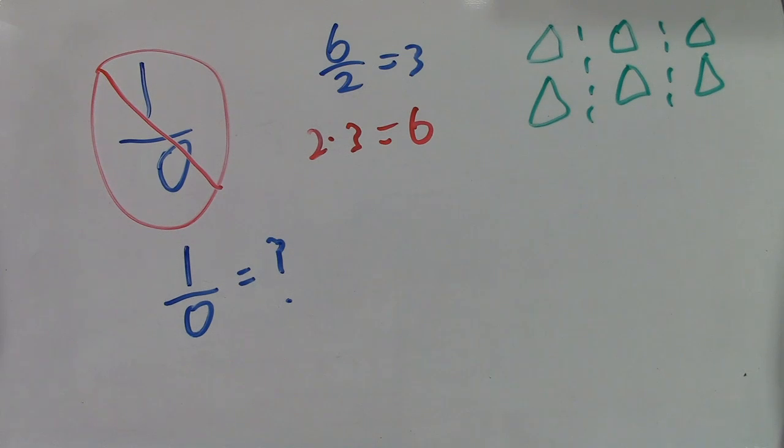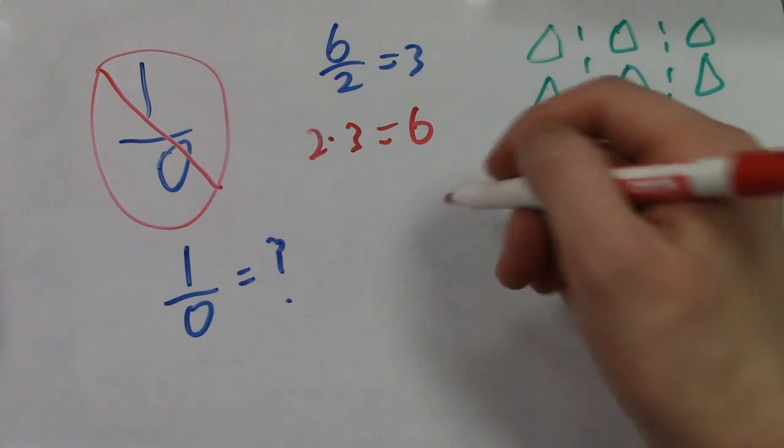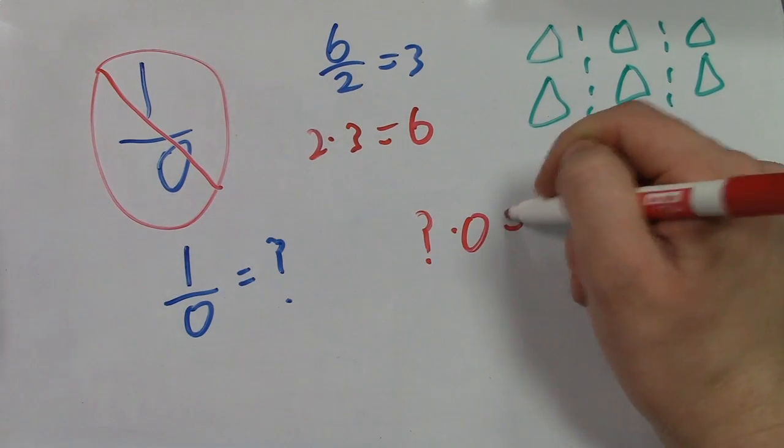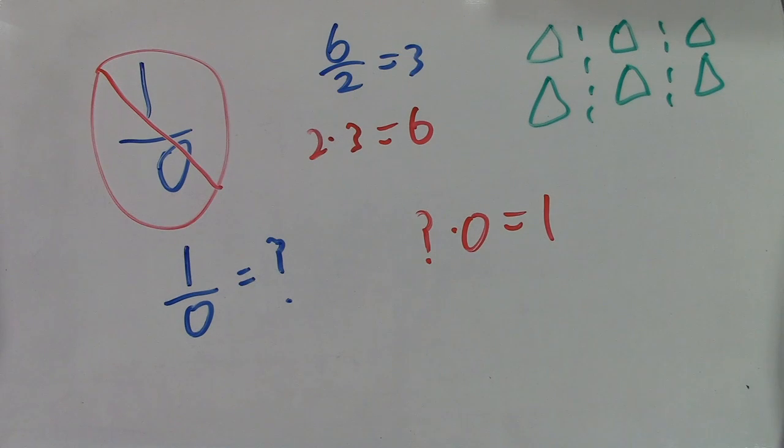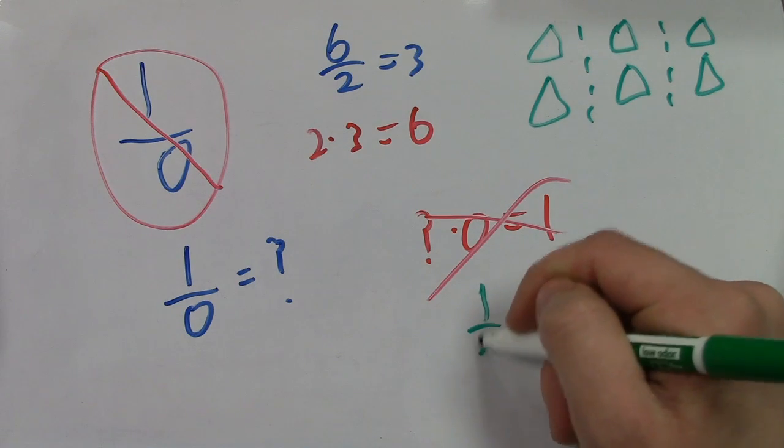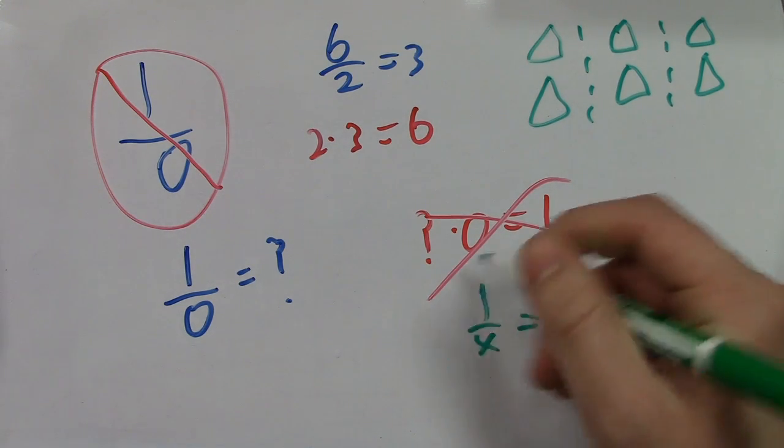Well, maybe we can find an answer by looking at multiplication. Okay, what times 0 will give us 1? Well, nothing. There isn't a number that can solve this problem, because anything times 0 is 0. Put another way, if you have 0 groups of something, you have 0. Nothing.